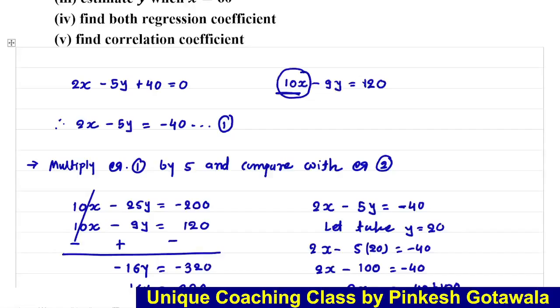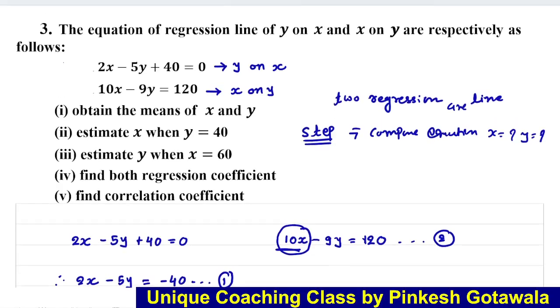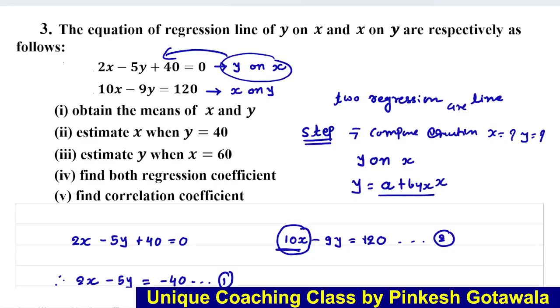So remember, first step, compare this equation to the regression lines and get the value of x and y. Now second step, what? Here they told that this is a regression line y on x. Now we know that the y on x regression line formula is y is equal to a plus byx x, and after that we apply the formula of a and b and we get the value of a and b.